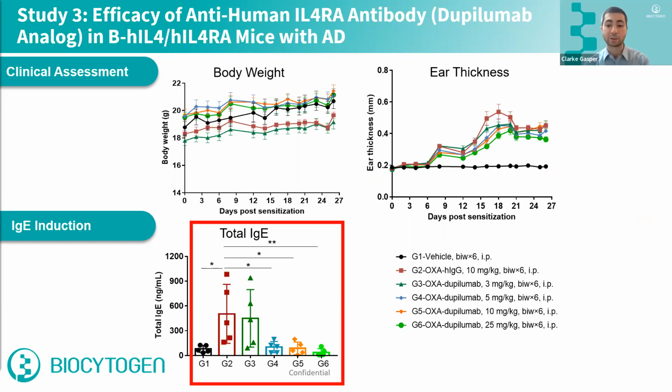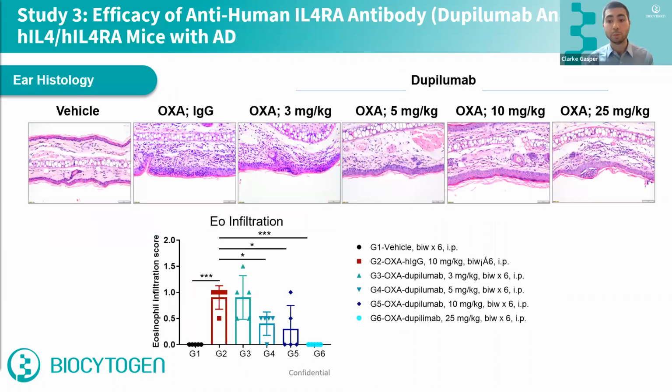Similarly, high concentrations of Dupilumab significantly reduced serum IgE concentrations, as shown in the red box. And so these results suggest efficacy in mitigating AD phenotypes. Lastly, Dupilumab treatment alleviated some of the pathological changes related to atopic dermatitis, specifically eosinophil infiltration score.